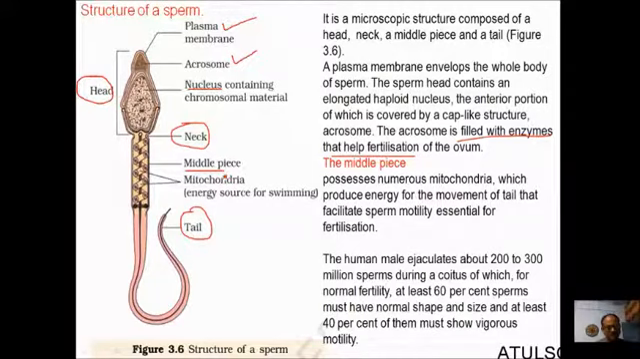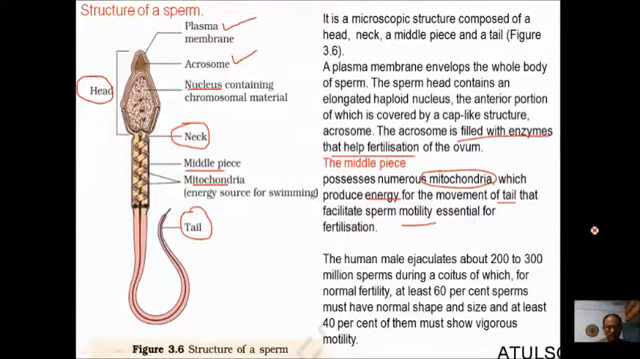Then the neck has the middle piece and the mitochondria. The mitochondria are very important because they provide energy for the movement of the tail. So the tail movement is because of the energy provided by mitochondria. So this is a cell, but a differentiated cell, or we can call it a sperm.